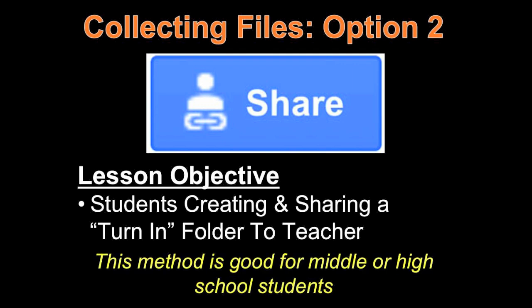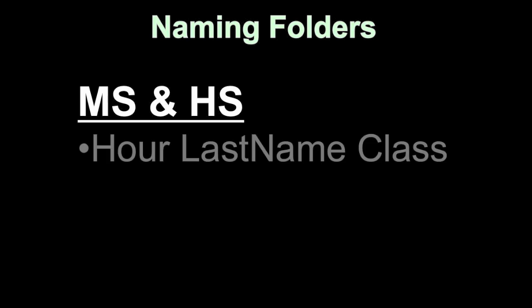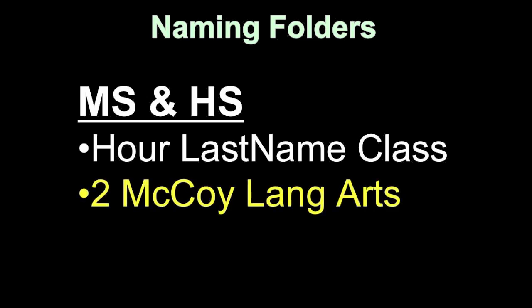This method is good for middle or high school students. When naming the folder, for middle school and high school, it's best to name the folder by the class hour, then a space, then the last name of the student, then a space, and then the class. Here's an example. For a second hour language arts class, the student in this case is Hank McCoy. So the student creates a folder, titles it 2 for the class hour, McCoy is the student's last name, and he's going to call this Lang Arts, or math, or science, or whatever class that might happen to be.